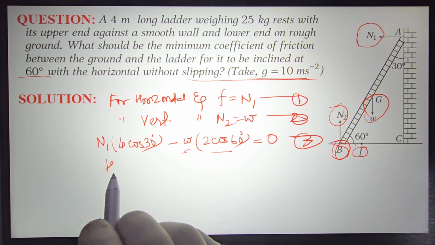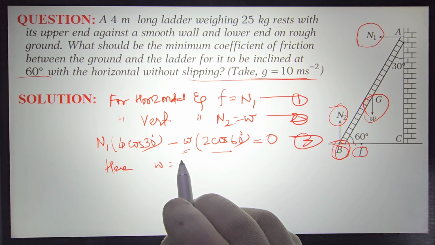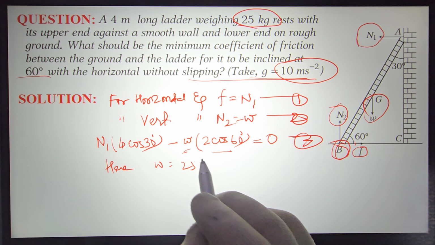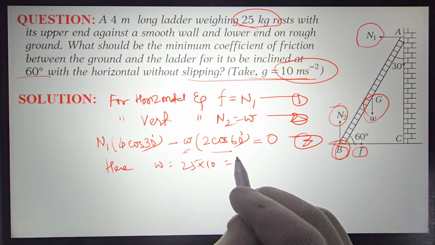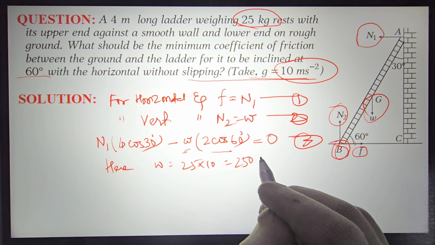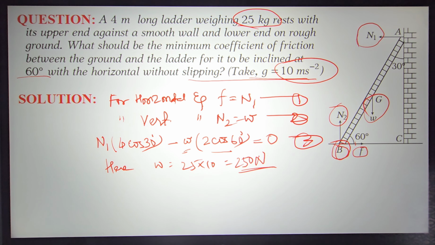Okay, so here what is the value of W? W is basically 25 kilogram and 10 this. So W is equal to M into G. So 25 into 10, that is basically 250 Newton. Okay, this is 250 Newton, right.